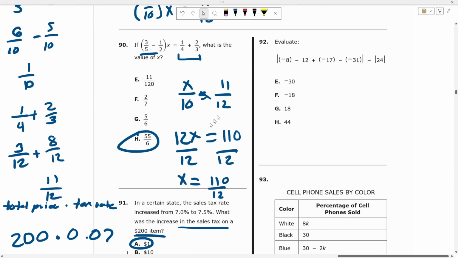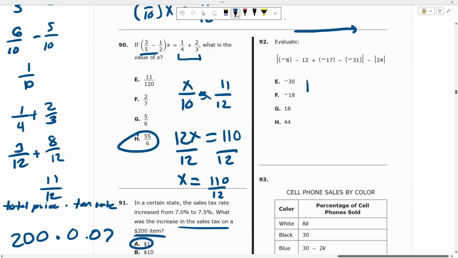Moving on to 92, it asks us to evaluate the absolute value of -8 minus 12 plus -17 minus -31, minus the absolute value of 24. Okay, so again, a lot of numbers, but it's not complicated. Why? Because we're going to follow one rule, which is go from left to right. As long as you go from left to right when everything is either addition or subtraction, you're going to be fine.